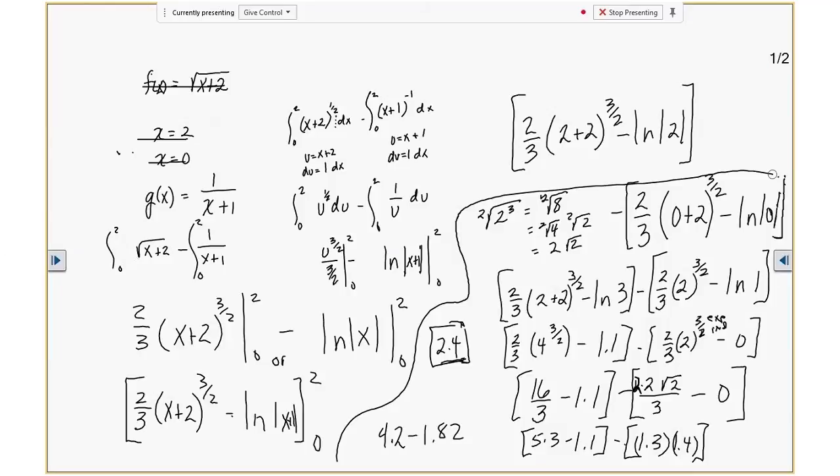Let's do one more. I'm going to pull this one out of the section that doesn't have the graph. And their answer in the back of their book, they didn't even take it down that far. This is what they got: 16/3 minus natural log of 3 minus 4/3 square root of 2. Is that what I got?